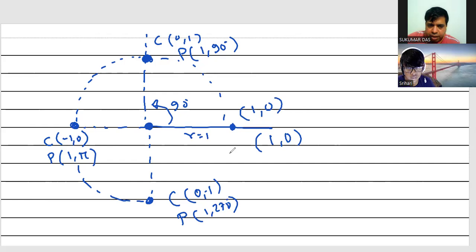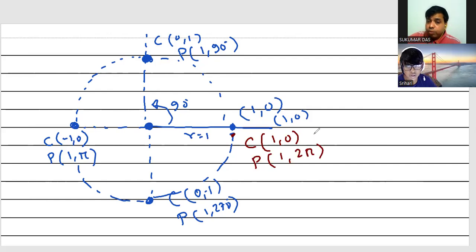Now again come back to the same position, meaning after completing one rotation, come to this point. Earlier it was 1, 0, our starting point. Now after doing one complete rotation, tell me what will be the Cartesian and polar. Cartesian would still be 1, 0, and polar would be 1, 2 pi. Correct.